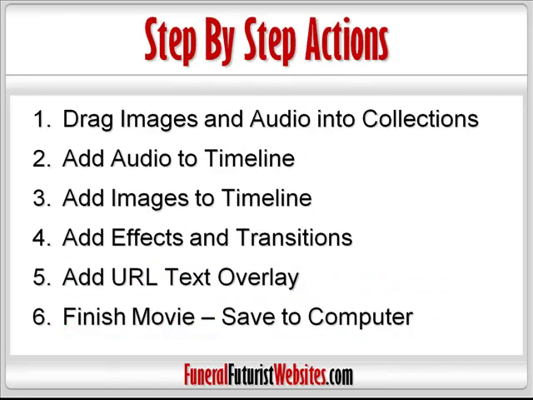After opening up Movie Maker, you're going to drag the images and audios into the collections area. Then you're going to add the audio to the timeline so that you know how long to space out the images. And then you'll add the images to the timeline. If you wish, you could add some effects and transitions. And then also, if you wish, you can add a URL text overlay during the video itself. And then once you're done, you just finish the movie by saving it to the computer and it'll be ready to upload to YouTube and all the other video sharing websites. So let me show you how that's done.